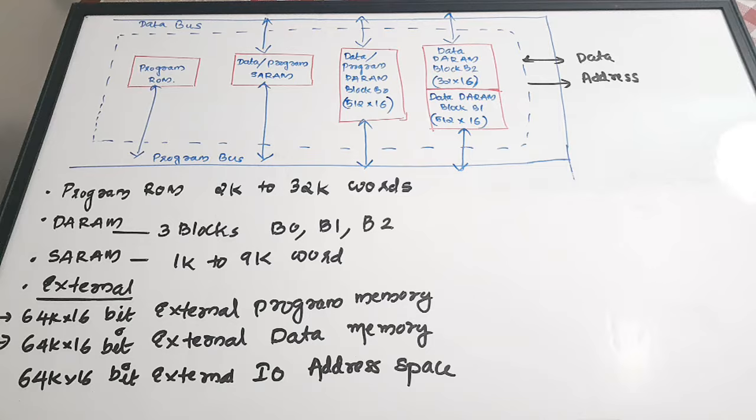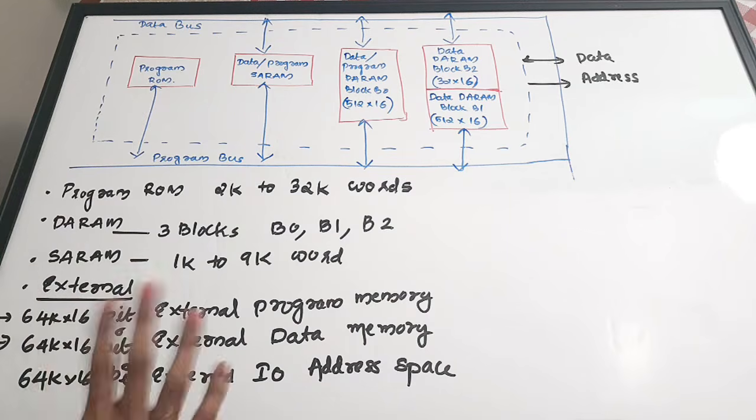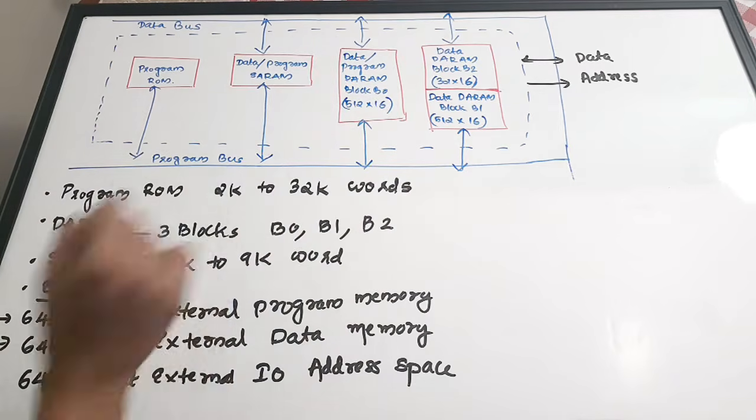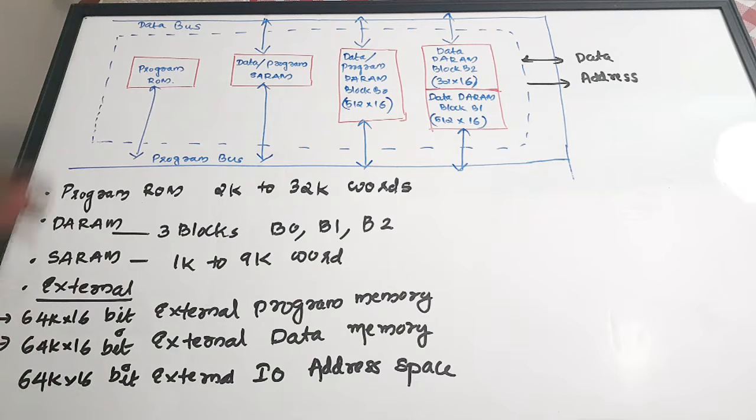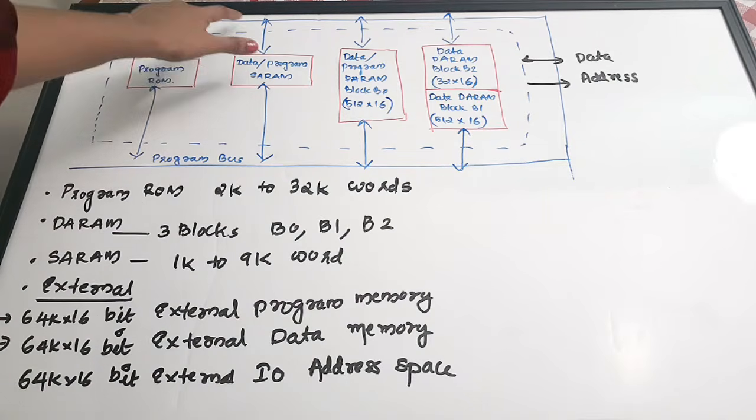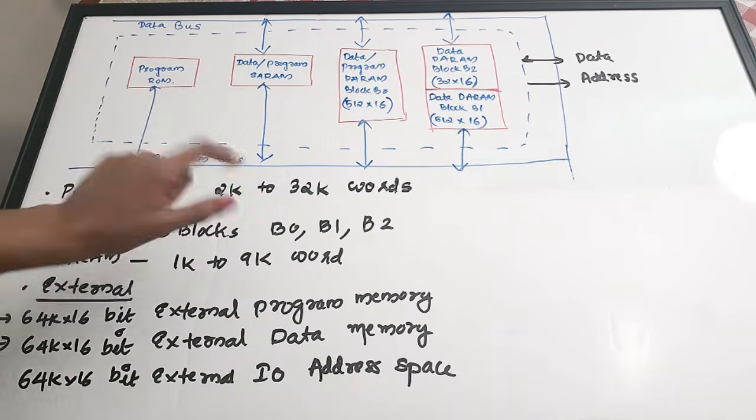So next we are going to discuss the memory organization of the TMS320C5x processor. This is the on-chip memory of the processor, and other than that, there is also an external memory connection. So this many blocks are present in the on-chip memory. And you also have to see that there is a connection to the data bus and also to the program bus.